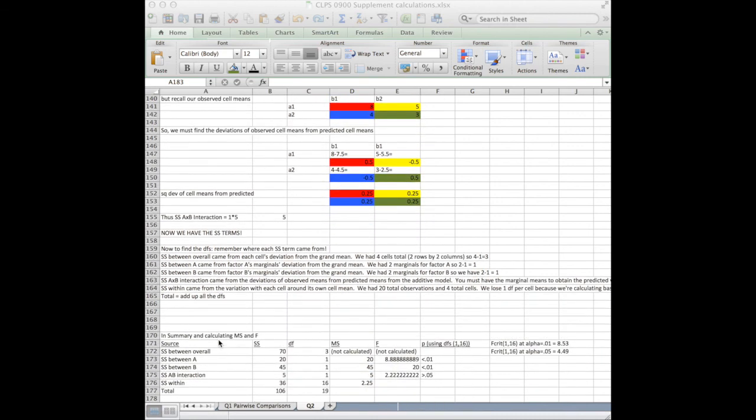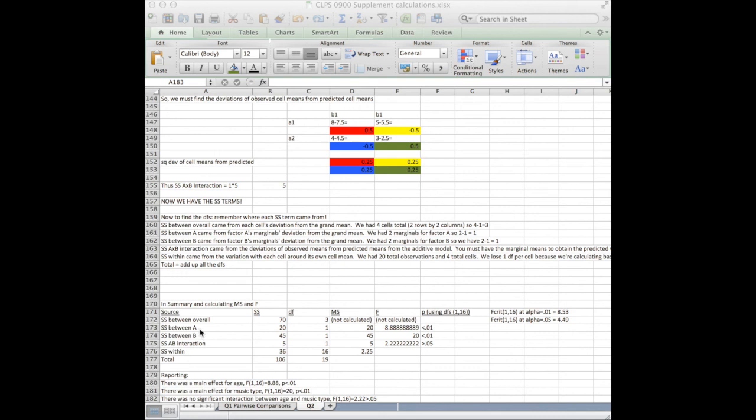So to summarize in our pretty little table, we found that SS between overall was 70 with 3 degrees of freedom. SS between A had sums of squares of 20, degrees of freedom 1, and you can see the rest here. And then, like I said, having everything in table form makes it really easy to find the mean square terms. Typically, we don't calculate the mean square between overall term. So we would only calculate based on each factor.